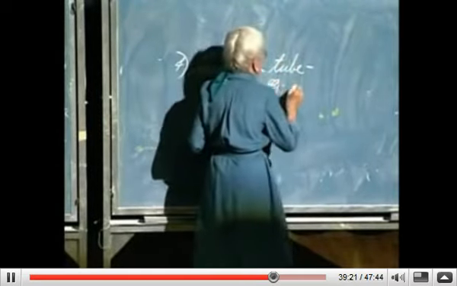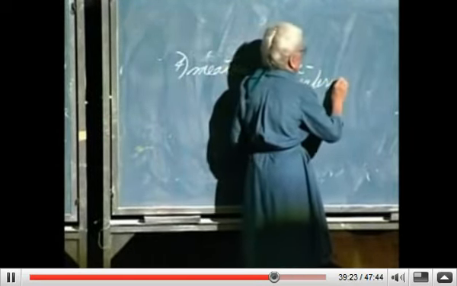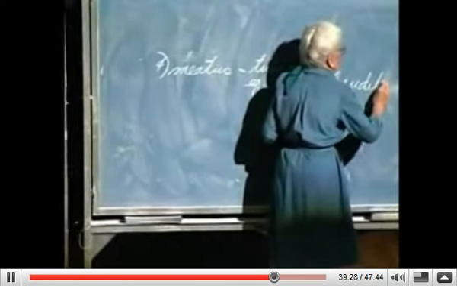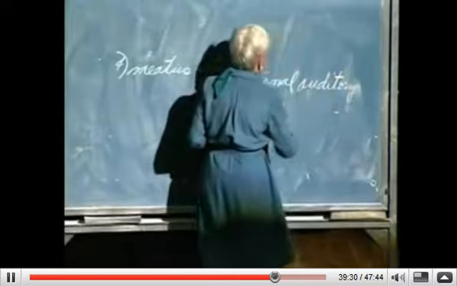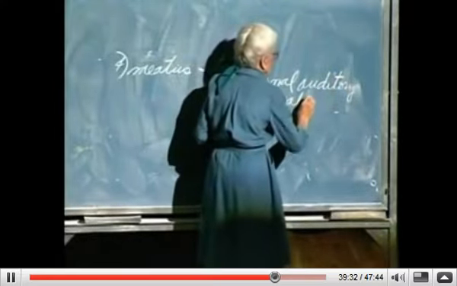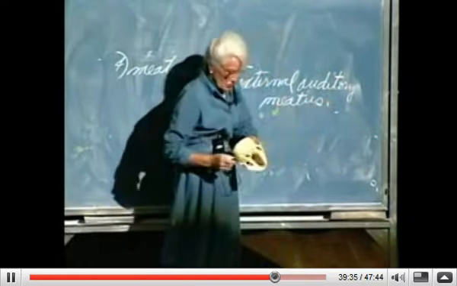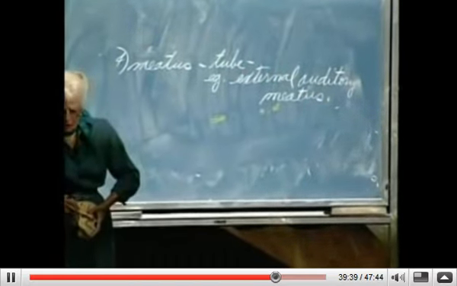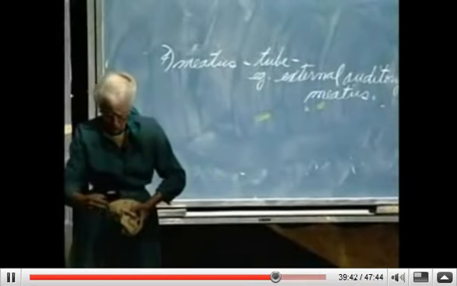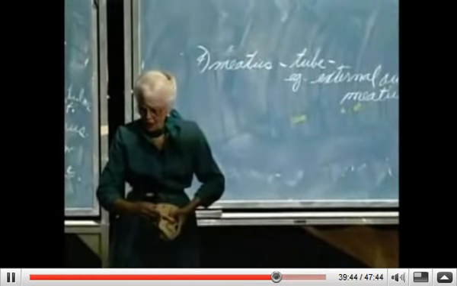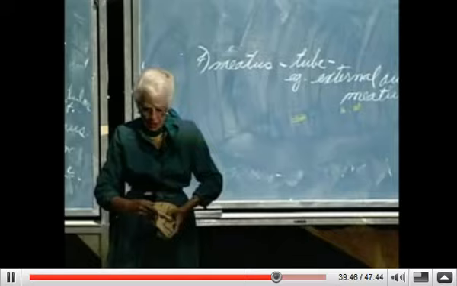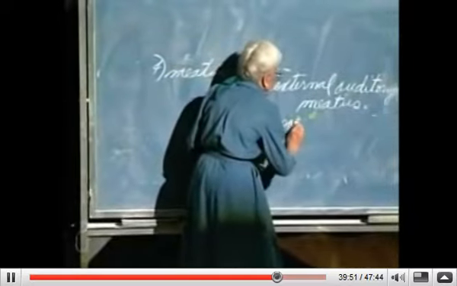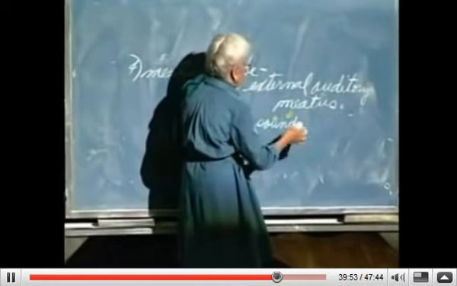Example, the external auditory meatus. So, we have to get sound waves to come into the auditory receptor. It has to go through the bone. It travels through the external auditory meatus. So this is for sound waves. We'll see it when we study the ear.